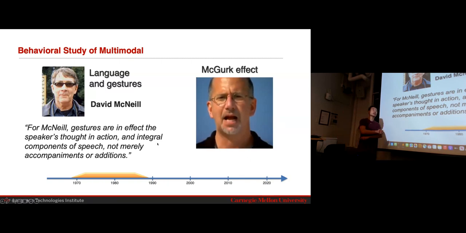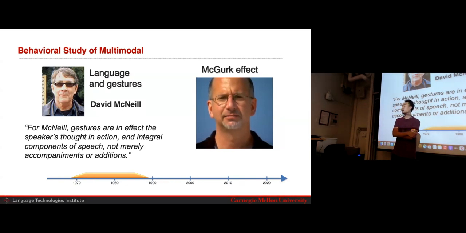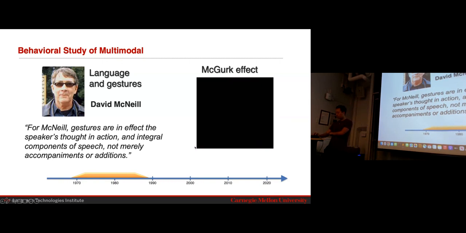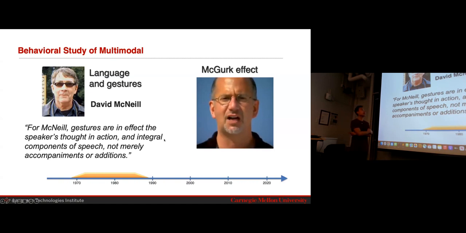Ba, ba, ba, ba, ba, ba. Okay, that was the first audio clip. This is the second audio clip. Ba, ba, ba, ba, ba, ba. Okay, can anyone tell me the difference?